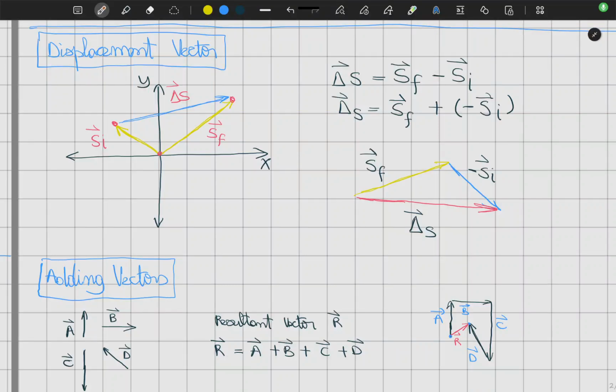Okay, so what we're going to see now is the displacements of vectors. What you see here is what we got initially. This is what we have initially. So this is the sy vector and then the sf vector. You see they're going in the opposite direction.